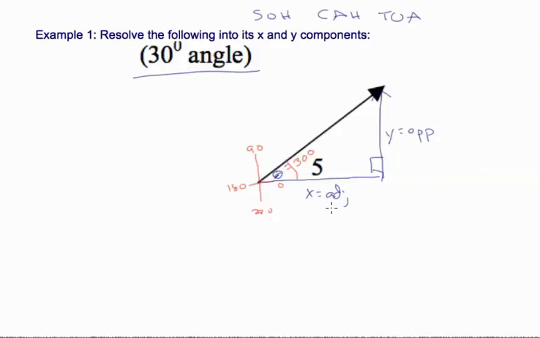I like to do x first. The cosine of theta is adjacent over hypotenuse. So the cosine of 30 degrees is equal to x over 5. Please make sure your calculator is in degrees. For cosine of theta, you should get about 0.87. So if you didn't, you're not in degrees, you're in radians. And when you multiply that by 5, you get 4.3.